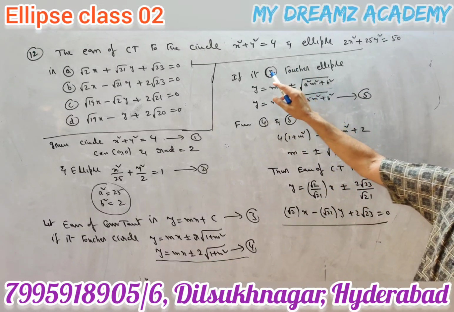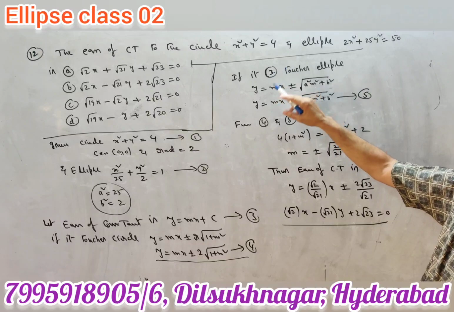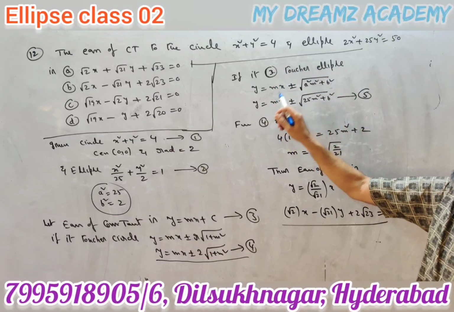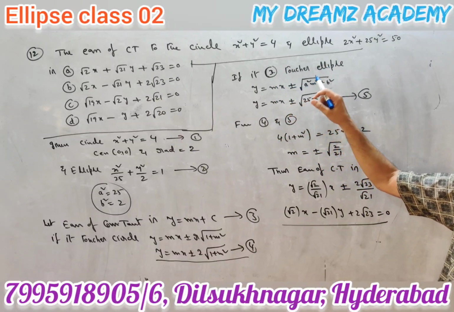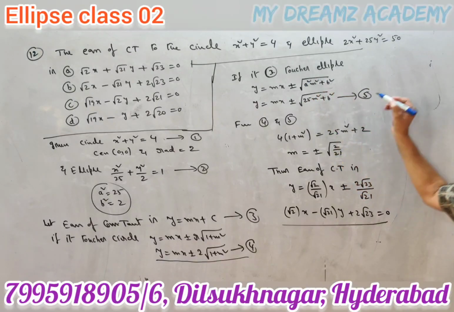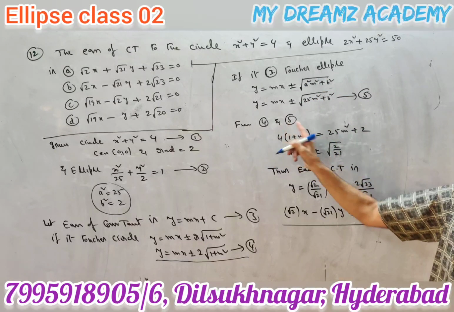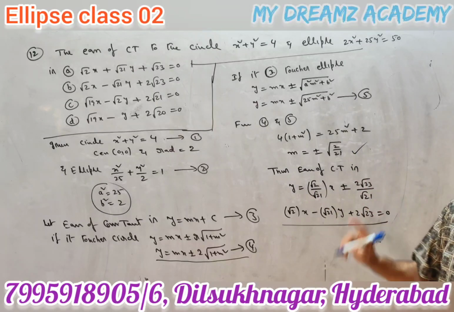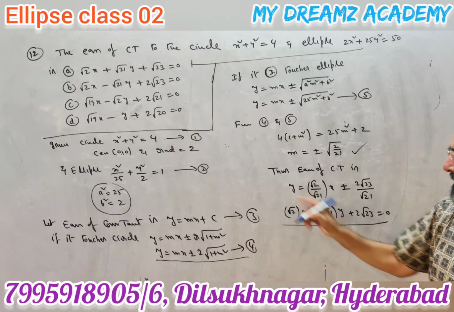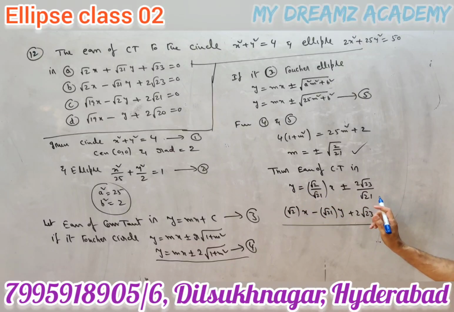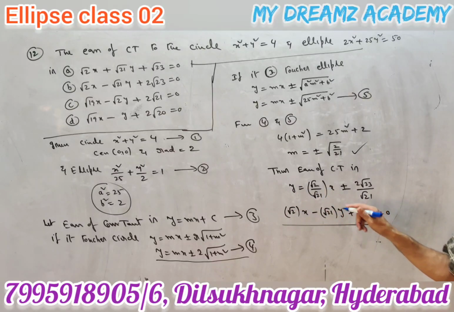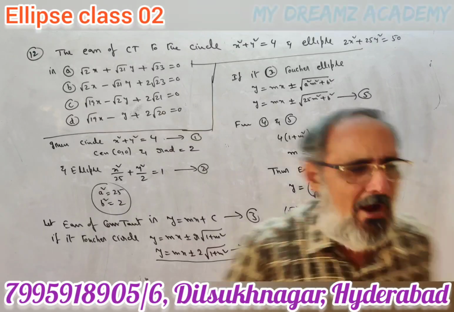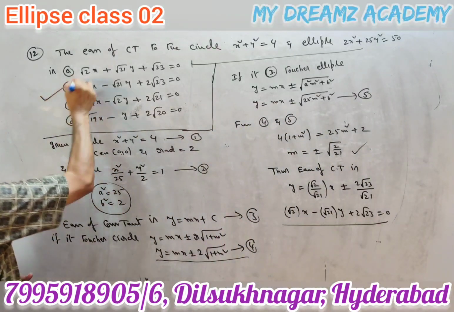Similarly, if the common tangent also touches the ellipse, the condition is y equal to mx plus or minus root of a square m square plus b square. Fifth is got. Equate the right sides of fourth and fifth and we get the m value. Substitute that m value in either fourth or fifth, that gives the equation of the tangent, simplify that and match, and option B will come.